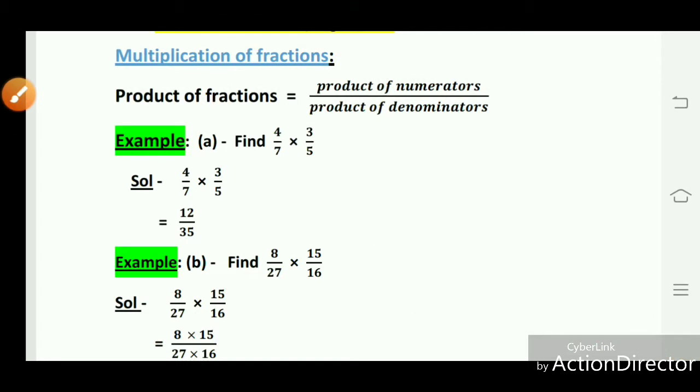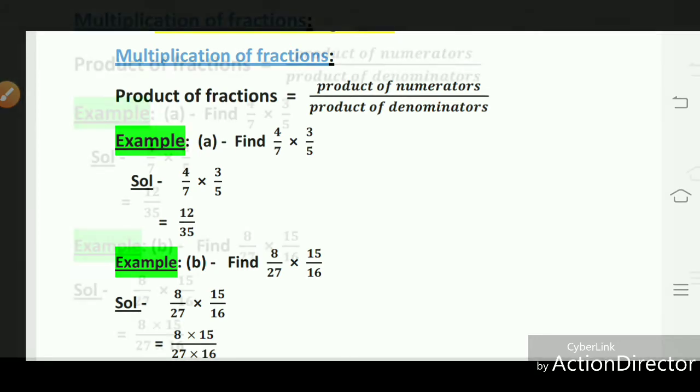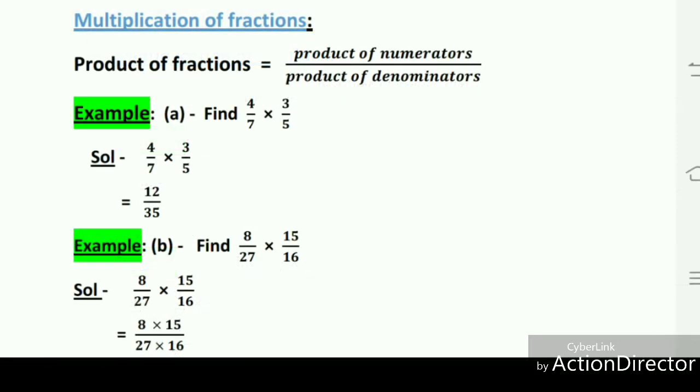Now students, here we will start with multiplication of fractions. The formula for multiplication of fractions: the product of fractions equals the product of the numerators upon the product of the denominators. So here we will multiply both numerators, and we will multiply all the denominators in the given fractions.